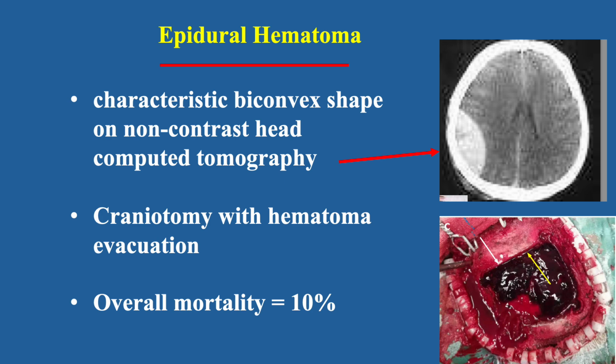The characteristic imaging finding is a hyperdense extraaxial, lens-shaped, or biconvex opacity. Definitive treatment is an evacuation of the hematoma and stopping the bleeding source. The overall mortality for epidural hematoma is 10%.